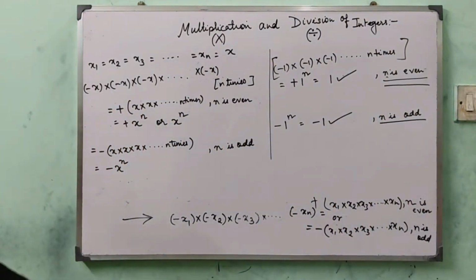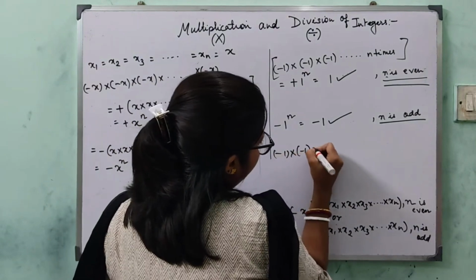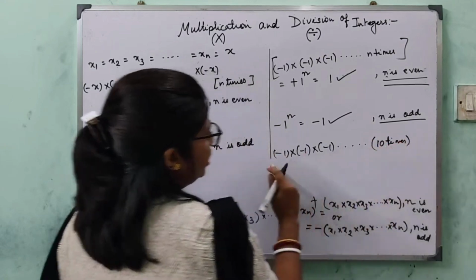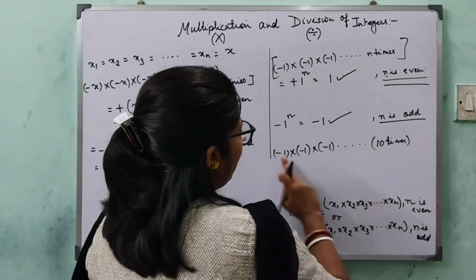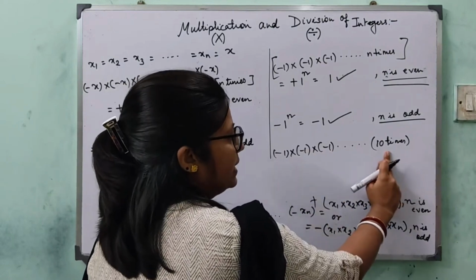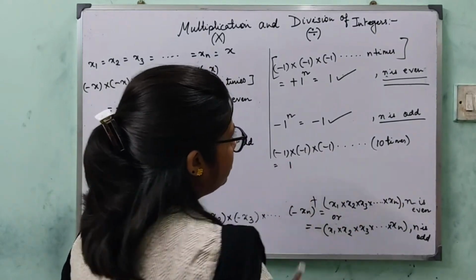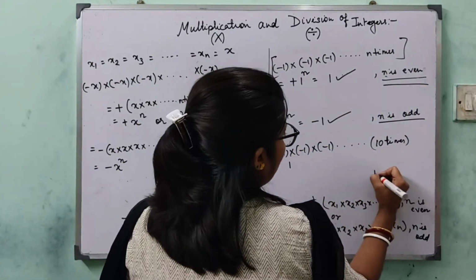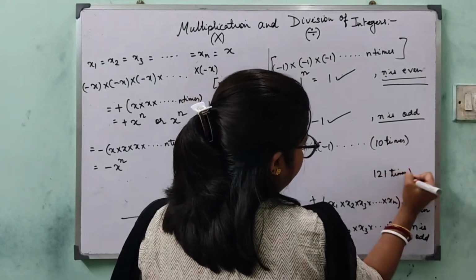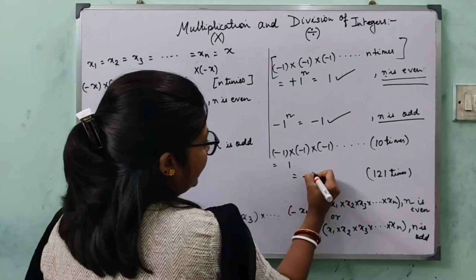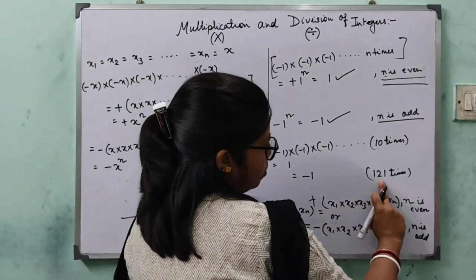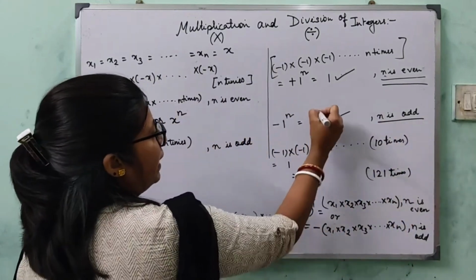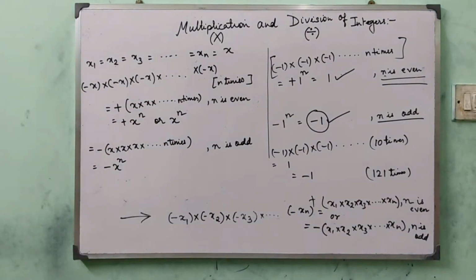You don't need to multiply. Suppose I say minus 1 into minus 1 into minus 1, say 10 times I multiply. Do you think you need to multiply minus 1 ten times? No, because minus 1 is multiplied 10 times, and 10 is an even number. So the answer will be 1, because n is even. If minus 1 is multiplied 121 times, what will be the answer? It will be minus 1, because 121 is an odd number. So for n being odd, the answer is minus 1. I hope it is clear.